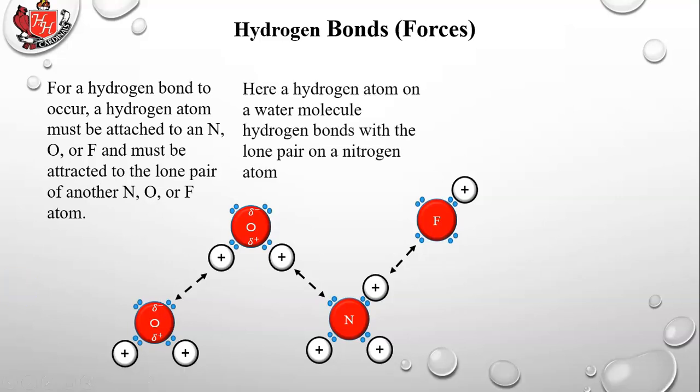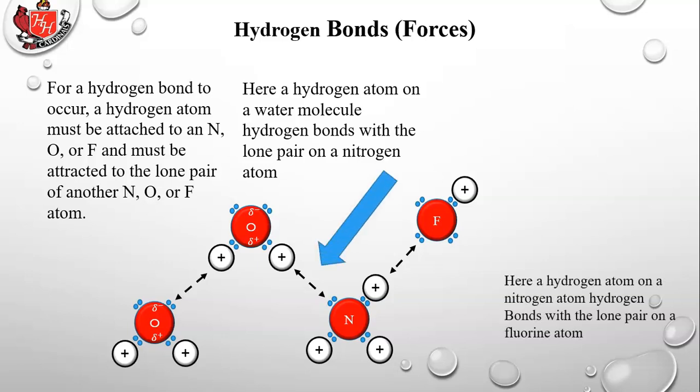Okay, now if you look in the center, here the hydrogen atom on a water molecule hydrogen bonds with the lone pair on a nitrogen atom. So you're seeing that down in the center. That down there is an ammonia molecule, which is NH3, and the proton on that water molecule in the top left is bonding with the lone pair of that ammonia molecule, the NH3. It's being attracted to the lone pair on the nitrogen. That's right there.